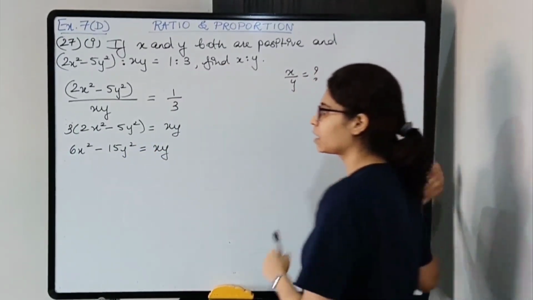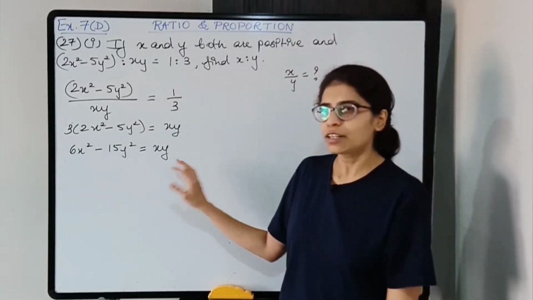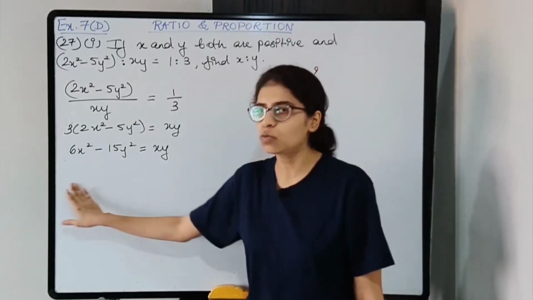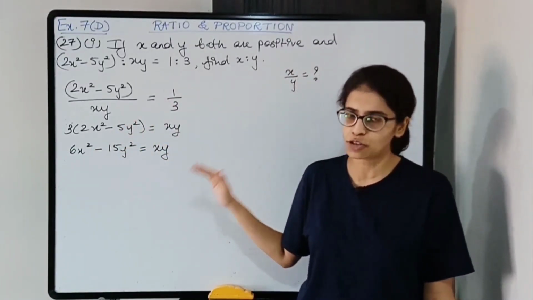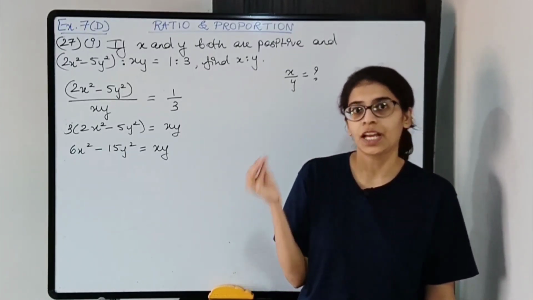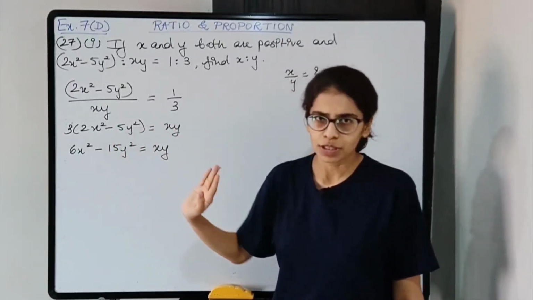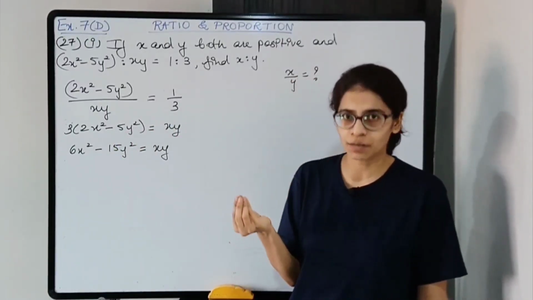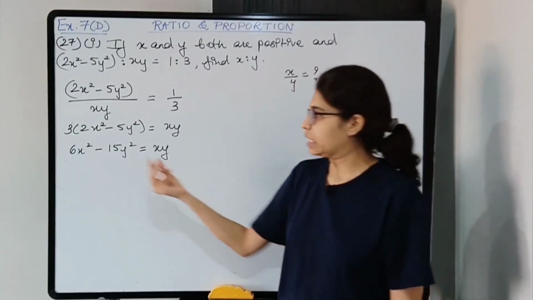Now how will you adjust the terms over here? Students, there are two methods. What you can do is express it in the form of x upon y, which I'll also show you, and substitute x upon y as some other variable and then solve. Here we will not do any substitution. We have two variables, I know, but we'll keep this in quadratic equation form.